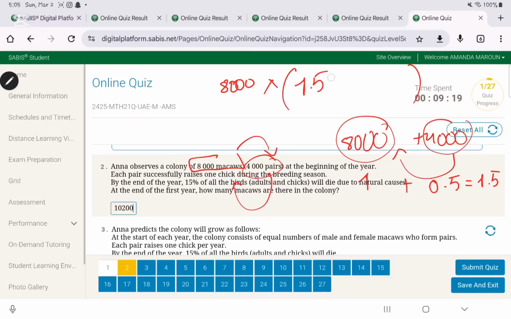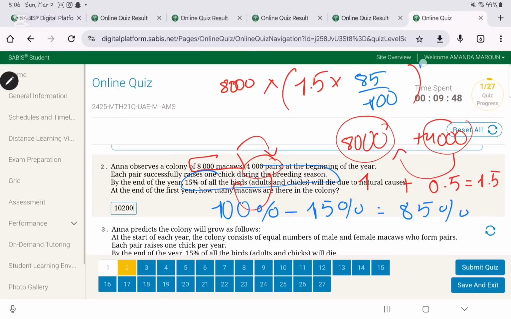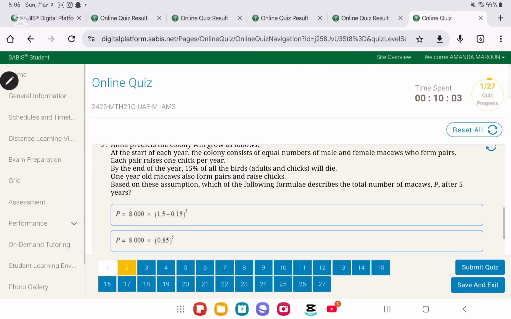Okay, but we do not stop here. We are calculating how many chicks are surviving. We know that 15% will die, so 100% minus 15% will not die, which is 85%. That means 8,000 times 1.5 times 85% to the power of the number of years n. If it is 1 year, you put n as 1. So on the calculator, try 8,000 times 1.5 times 85 over 100 to the power of 1, and you are going to get 10,200. And just like that, I solved the second question.